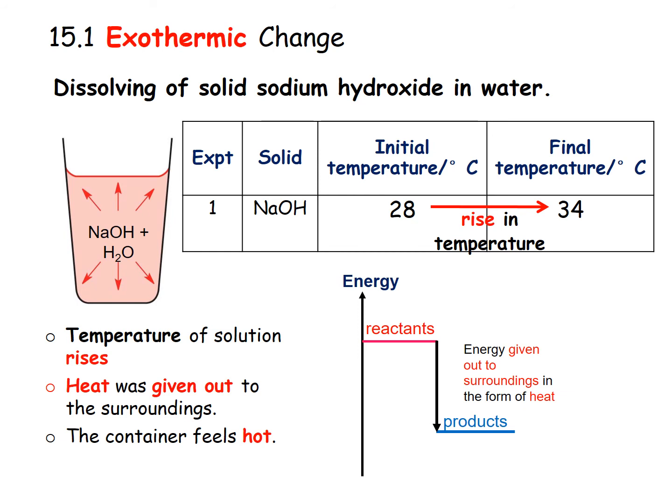What are the immediate surroundings here? The immediate surroundings are the container and the thermometer, which is not shown here. So the container and the thermometer become hot. So if you have a thermometer inside, the thermometer will show a rise in temperature. In this case, this example shows temperature rising from 28 degrees Celsius to 34 degrees Celsius.